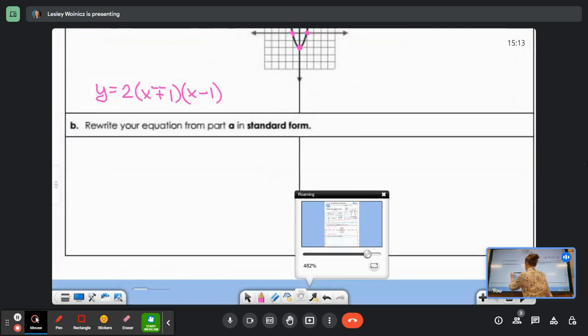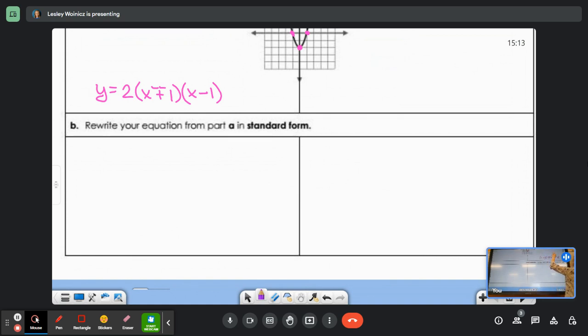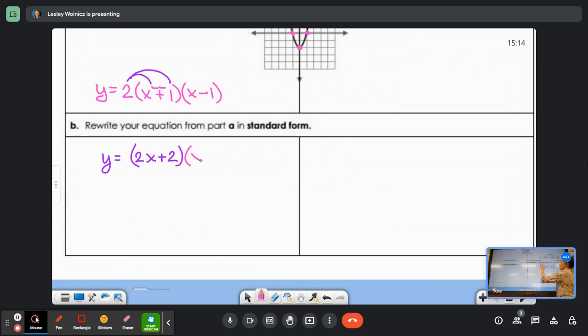All right, let's convert it to standard form. So first we start distributing our 2 into the parentheses. So it'll be y equals 2x plus 2 in the parentheses. And then bring down your x minus 1.